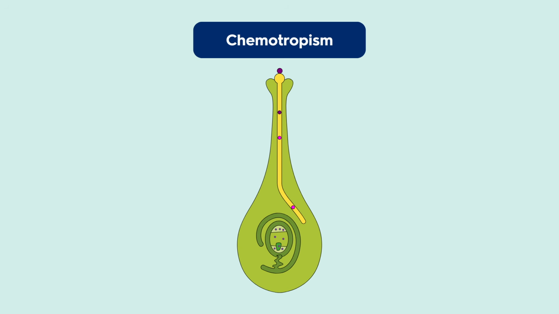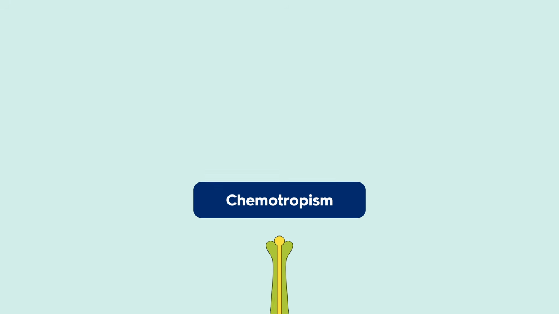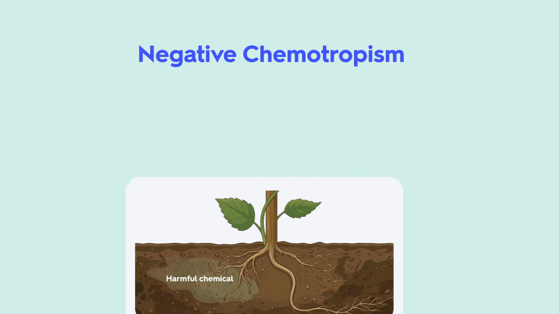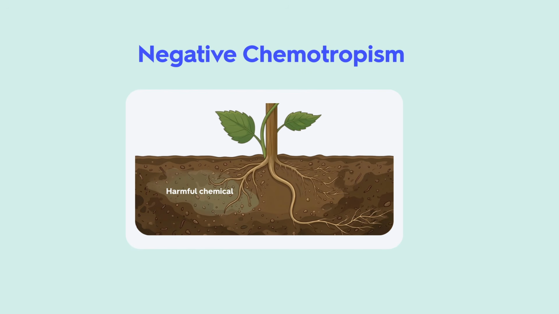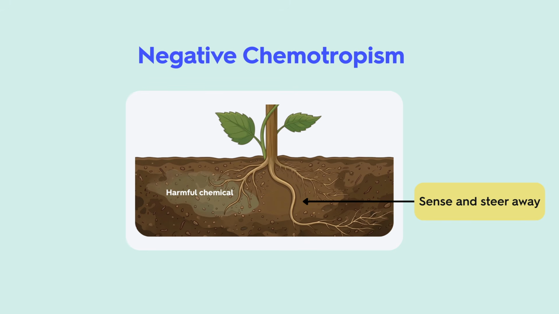In flowering plants, a pollen grain grows a pollen tube that follows chemical signals, so the sperm cells can reach the egg cell in the ovule. And those signals can also push growth away. Chemicals can also repel growth. If roots detect harmful chemicals in the soil, they may curve away from that area. Still chemotropism, just moving away from the stimulus.